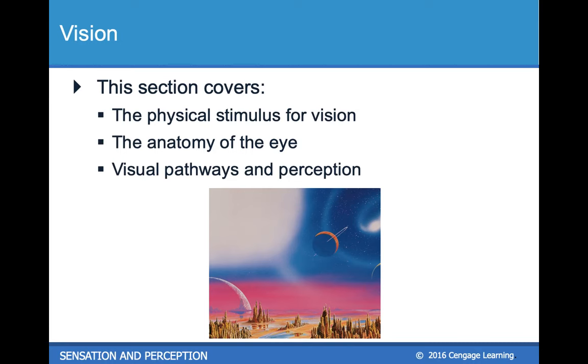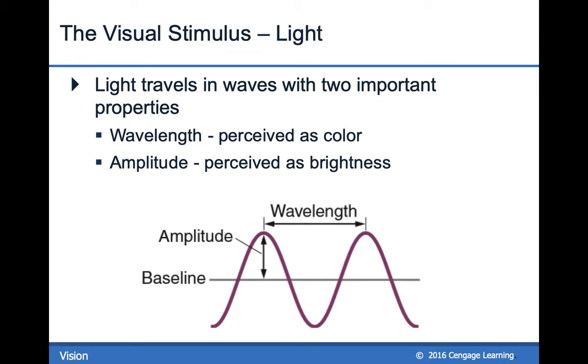All right, so part two of this chapter, we're going to be covering vision. We're going to be first talking about the physical stimulus for vision, then the anatomy of the eye, and then our visual pathways and perception of visual input in our brain. So let's get going.